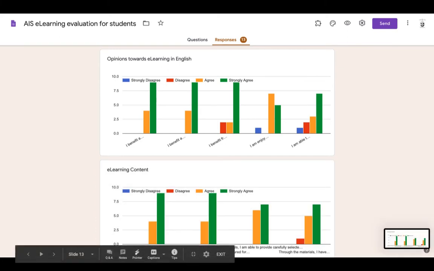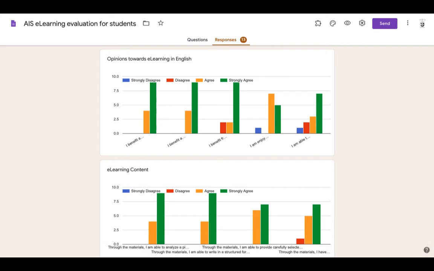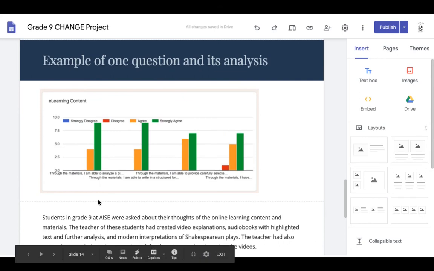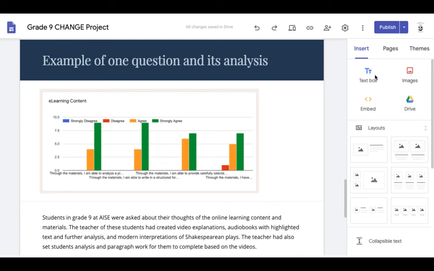Now, I've surveyed a couple of students about the content of e-learning. That's what it looks like there. Now when I go and put it on my website, I get a text box, and I can add an image. In the text box, I've put this title here. You can choose your color, style, font and everything. And then I've got the image, I've uploaded the picture I've just saved.